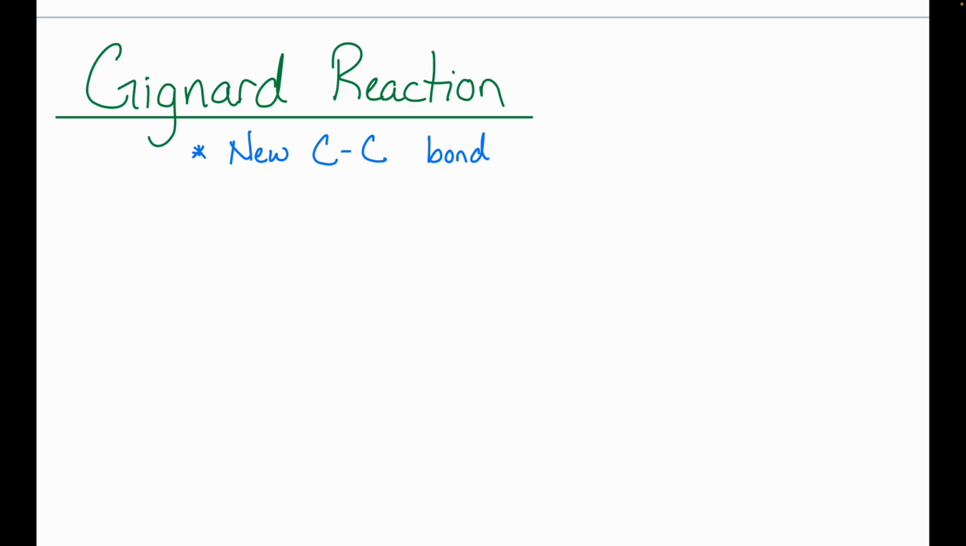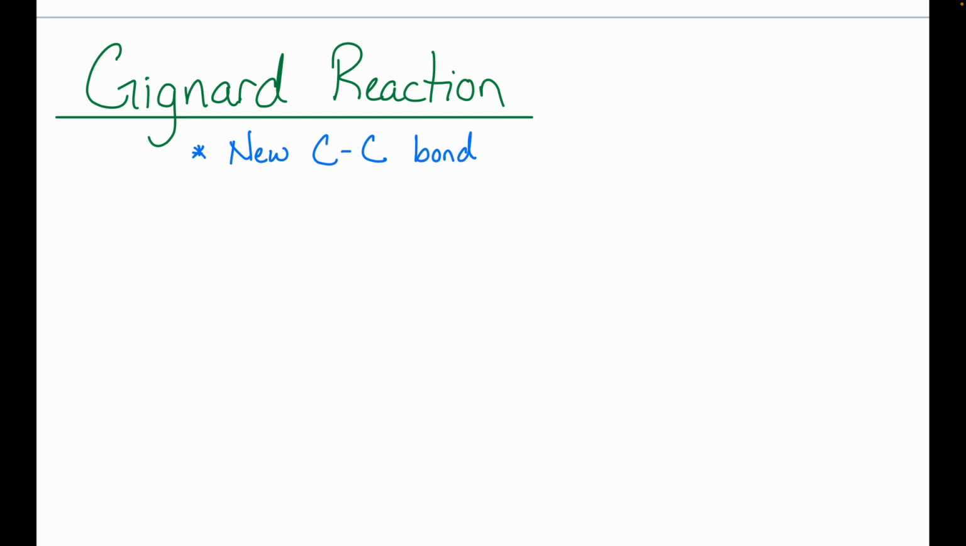And not only does it create a new carbon-carbon bond, but it's incredibly flexible as well. It turns out that for the substrates you use in a Grignard reaction, there's not a terribly large amount of limitations on what you can choose, which makes it a very powerful reaction for creating molecules in organic chemistry.